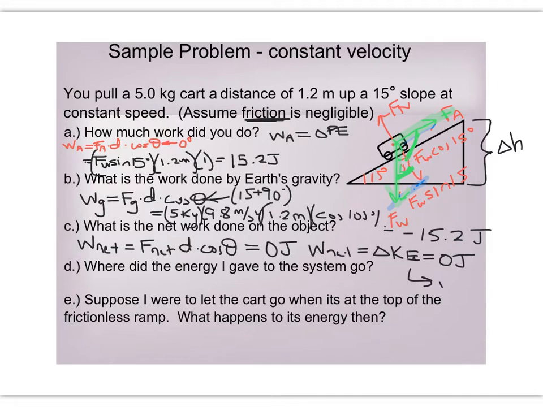And finally, the net work would be the sum of the works, which would be the work done by me, plus the work done by gravity, plus the work done by the normal force. I did 15.2 joules of work, gravity did negative 15.2 joules of work, and then we learned last time that in this scenario, the normal force does 0 joules of work, because it's at a 90-degree angle with respect to the motion. So again, I get 0 joules of net work is done.